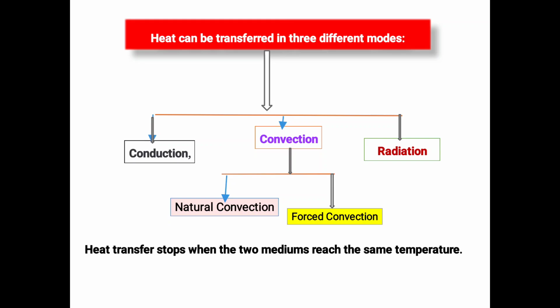Conduction is heat transfer in metals. Convection is transfer of heat in water, and it has two categories: natural convection and forced convection. And radiation is heat transfer in the form of electromagnetic radiation. Heat transfer stops when the two media reach the same temperature.